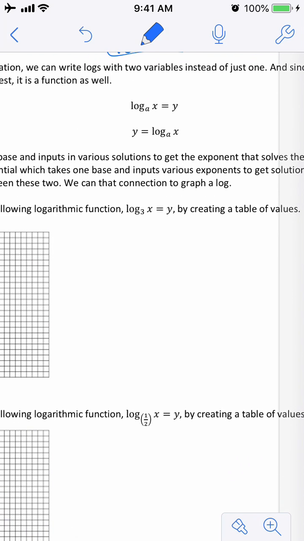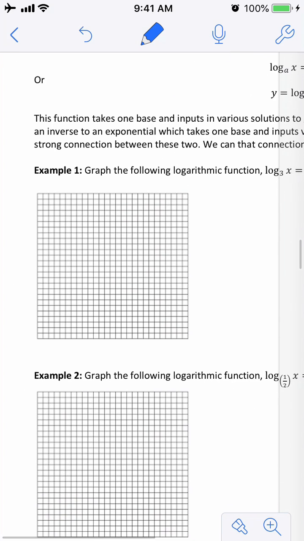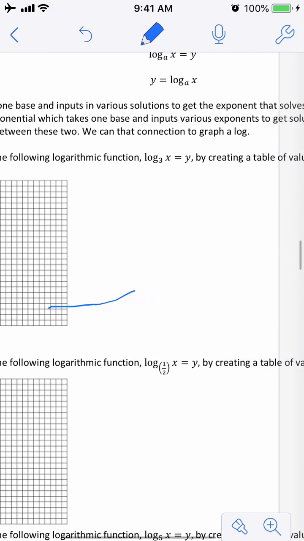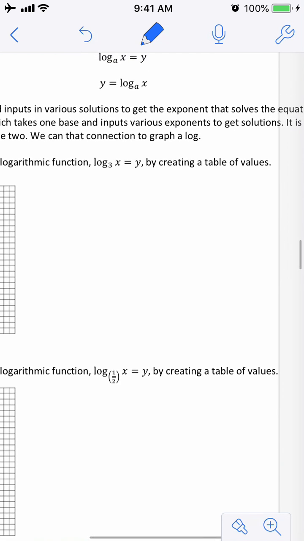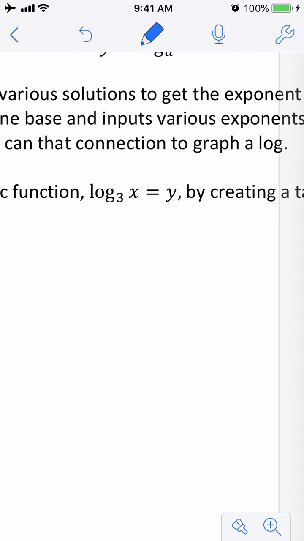Okay, so example number 1. Graph the following logarithmic function. Log 3 of x, that's how I say that, log 3 of x is equal to y by creating the table of values. Now I don't want you to panic. Sometimes you may see it in the alternative form where y is first. Maybe that comforts you, right? Because y needs to be first. And that's fine, whatever. Some people like log first because they're used to log being first.